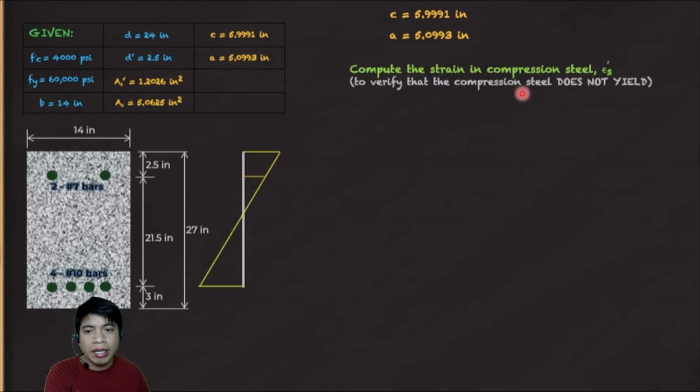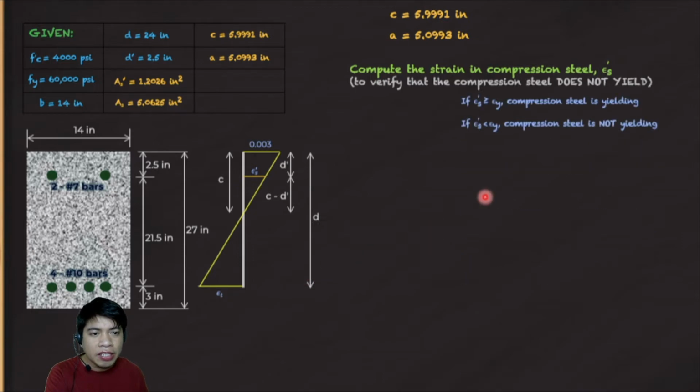Okay. So, again, strain diagram, guys. This is 0.003. This is the compression steel strain. At tapos, ito yung ating tension strain. Okay, so again guys, ito yung ating mga dimensions, huwag natin kakalimutan. Ayun, so bali again guys, para malaman natin na hindi mag-yield yung ating compression steel, dapat yung ating compression steel strain will be less than the yield strain. So ito nga dapat yung mangyari.